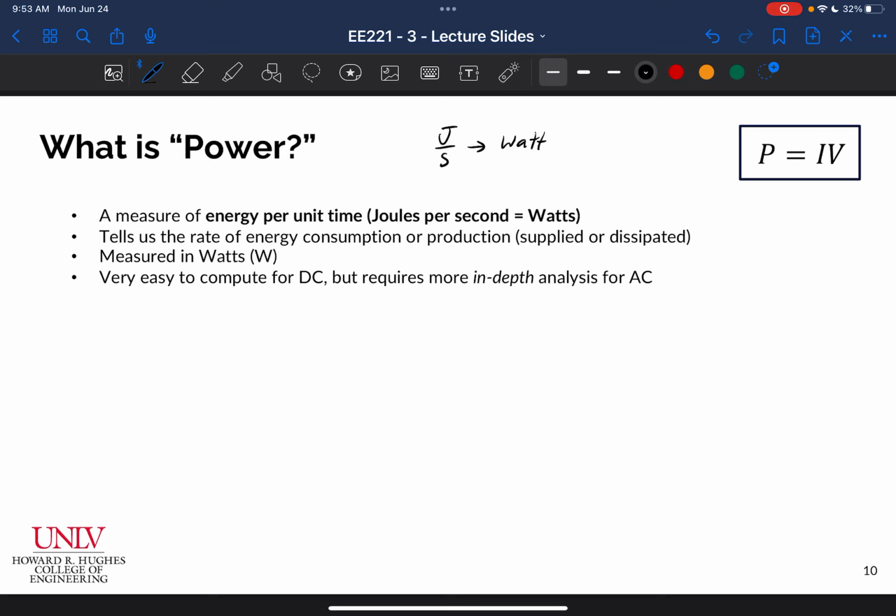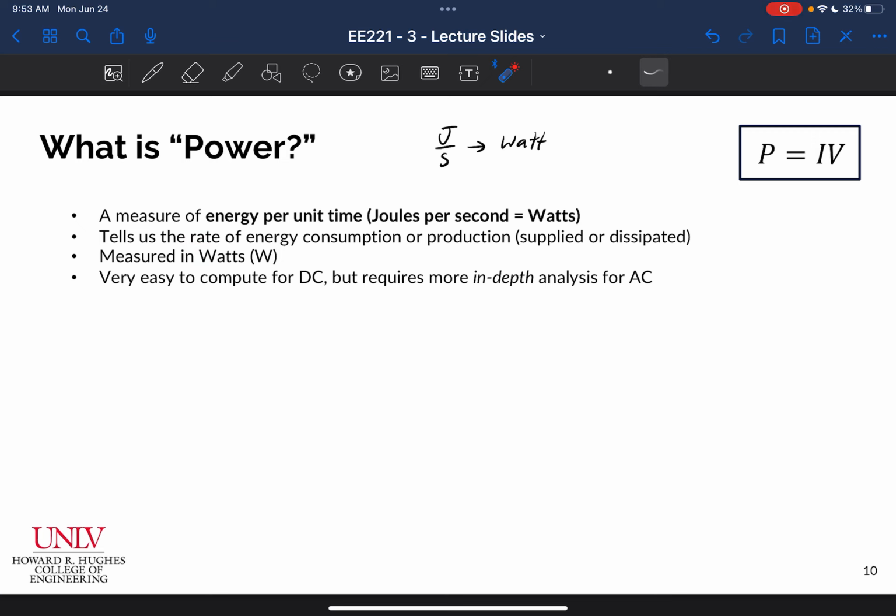So when you hear kilowatts or gigawatts, you're talking about thousands, or in the case of megawatts, millions of joules of energy per second, either consumed or dissipated, right? Let me grab my pointer here. It tells us the rate of energy, right? Power tells us the rate of energy consumption or production.